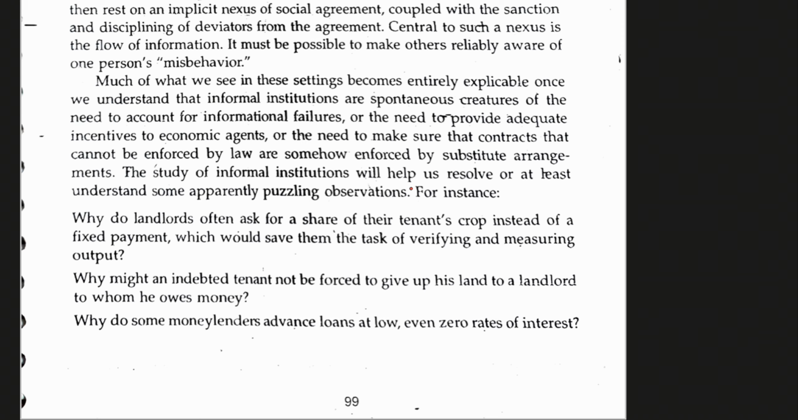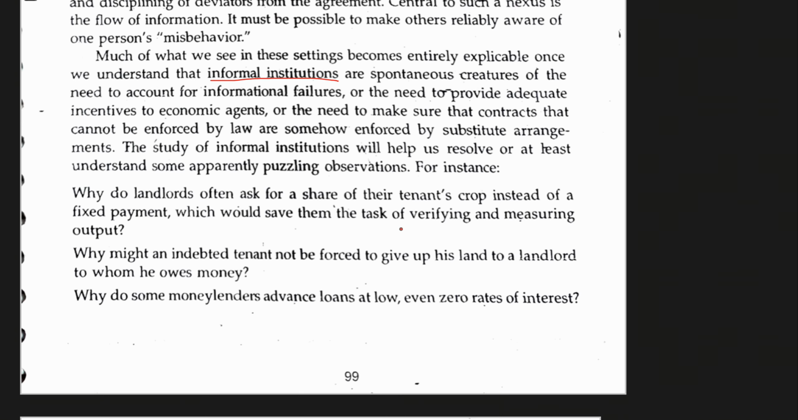So whatever we studied in all of these settings is explicable or understandable once we understand that informal institutions are spontaneous features. These are all informal institutions. Okay, these are not legalized, and they're spontaneous features of the need to account for informational failures or the need to provide adequate incentives to economic agents or the need to make sure that contracts that cannot be enforced by law are somehow enforced by substitute arrangements.